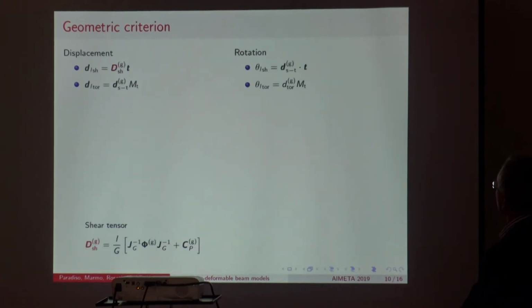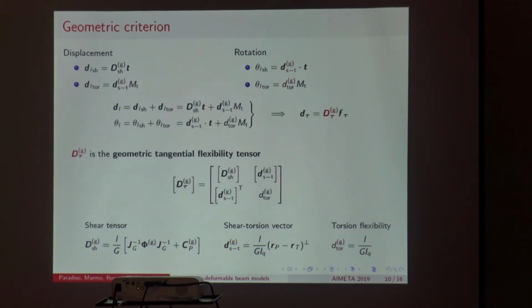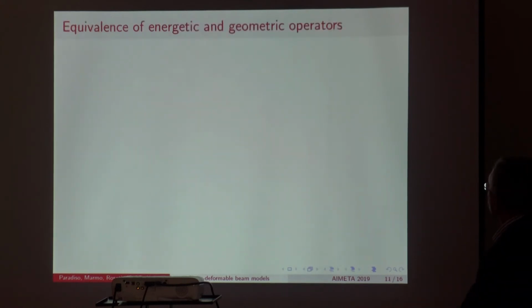So again, we can collect all these formulas by writing the final expression of the displacement due to shear, relating this to the forces, the shearing force and the bending and the torsion, by means of this tensor that is a geometric quantity, which depends upon the tensors I showed you before.